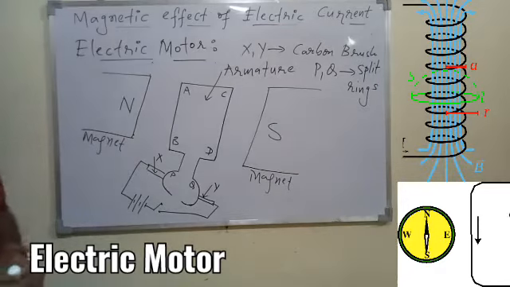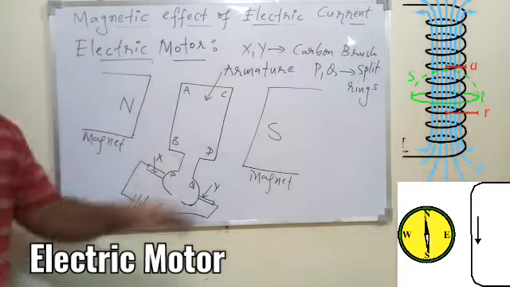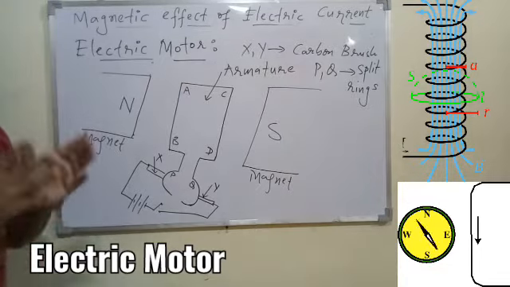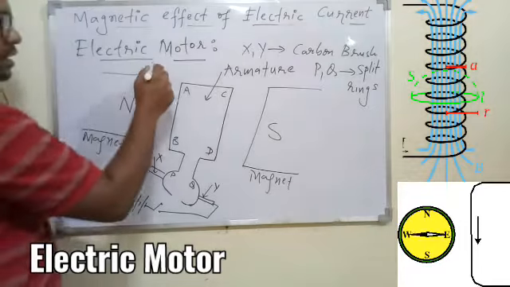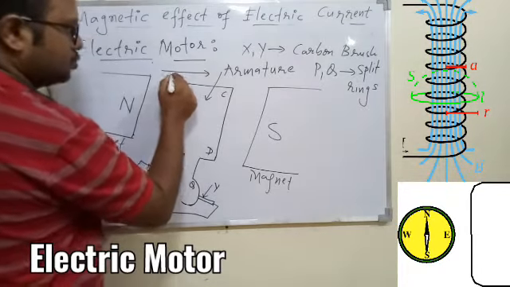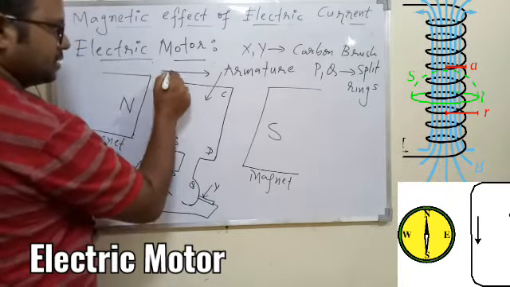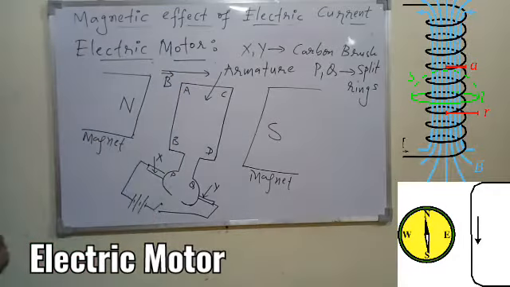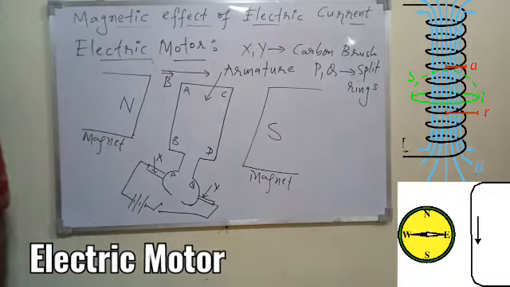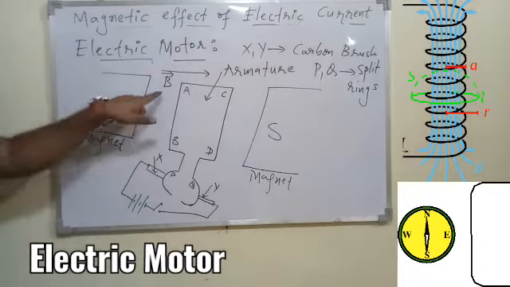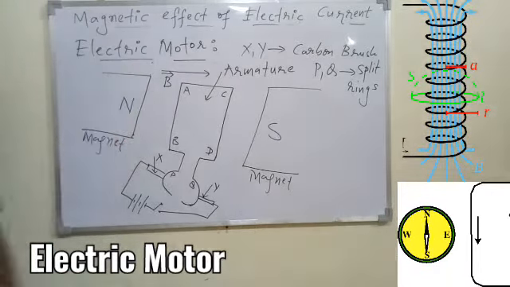Now the very first thing is, if you have north and south here, we know the magnetic field will be from north to south. That is the direction of magnetic field all the time. So here we can say the magnetic field is from this to this direction. So this B and this B, they are not the same. This B is for magnetic field and this is the name given to this coil, ABCD. So you have to remember, the magnetic field is in this direction.